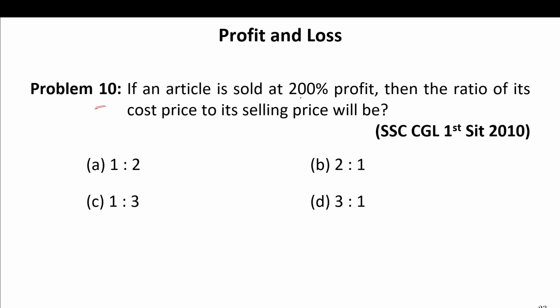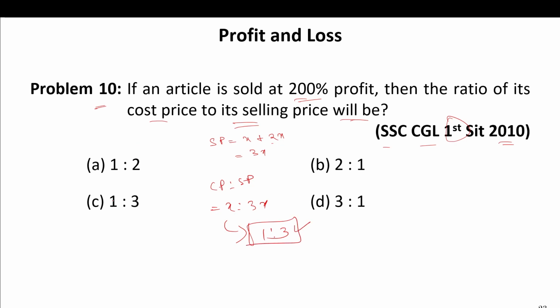So if an article is sold at 200% profit, then the ratio of its cost price to its selling price will be what? Okay, is it 1:2, 1:3, 2:1 or 3:1? So this question has appeared in SSC CGL first sitting 2010 paper. Okay, let's see. So the article is sold at 200% profit. So SP is equal to what? If cost price is X, then profit is 2X, because 200% profit. So SP is equal to 3X. Okay, so CP to SP is equal to X to 3X. By simplifying further, it gives us 1:3. So 1:3, that is option number C, the correct one here.